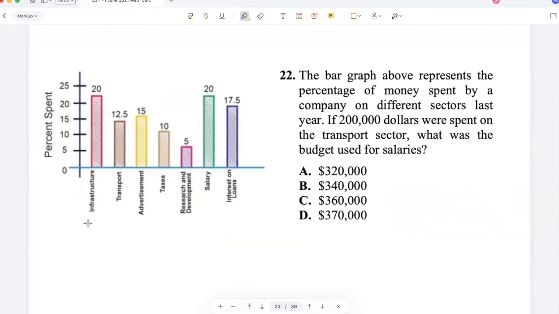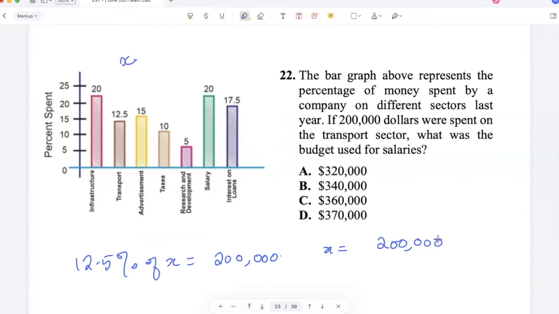Okay. The bar graph here represents the percentage money spent by a company on different sectors last year. If $200,000 was spent on the transport sector, what was the budget used for salaries? Okay, so transport is 12.5. So let's say the budget was X. So 12.5% of X is 200,000. So X is 200,000 times 100 by 12.5, right? So that's the total budget.